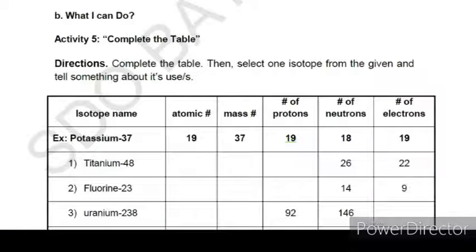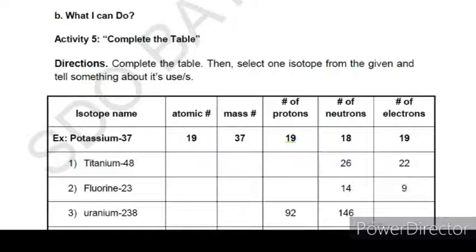This time, let's go to activity number 5, which is completing the table. You already have an example here, which is potassium 37. The atomic number is the same as the number of protons, which is also the same as the number of electrons. So here, if you have titanium, that's 22 here, 22 for the number of protons, and 22 also for the atomic number. And this number here, 48, will be the mass number, or if you add 22 and 26, you'll have 48.